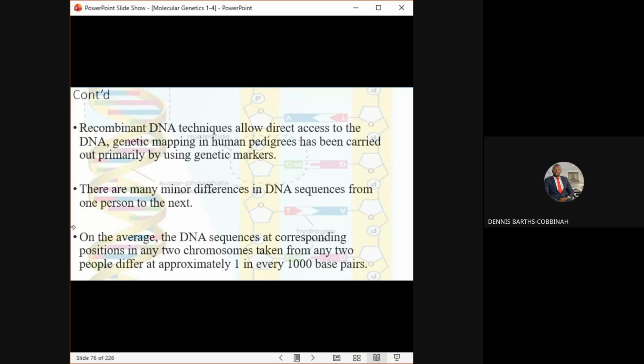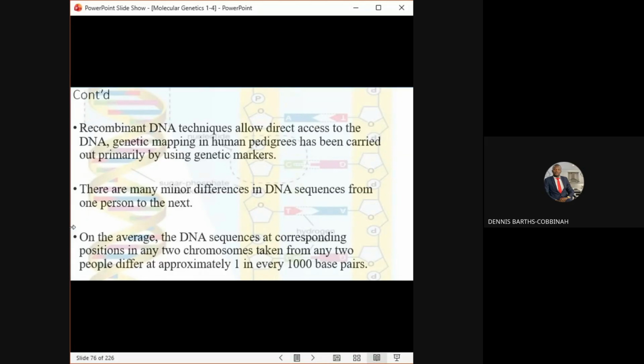There are many minor differences in DNA sequences from one person to the next, very minor. So the difference is not much. We check the genome and the sequence that exists in our genome. The differences are not really much. It is approximately 1 in every 1,000 base pairs. That is where we have difference. So in 1,000 base pair sequences, you can only have one difference.